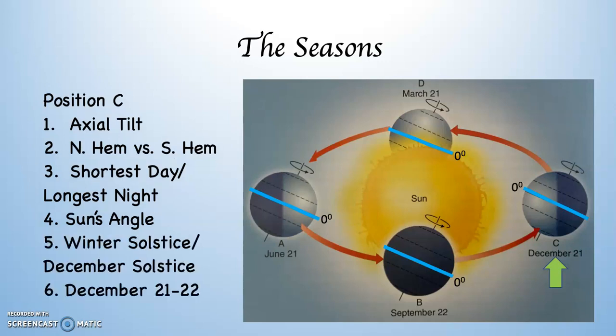This is the first day of winter in the northern hemisphere. And because of that, we call this the winter solstice in the northern hemisphere. This occurs on December 21st or 22nd. It varies annually. In the southern hemisphere, you just flip all of this over.